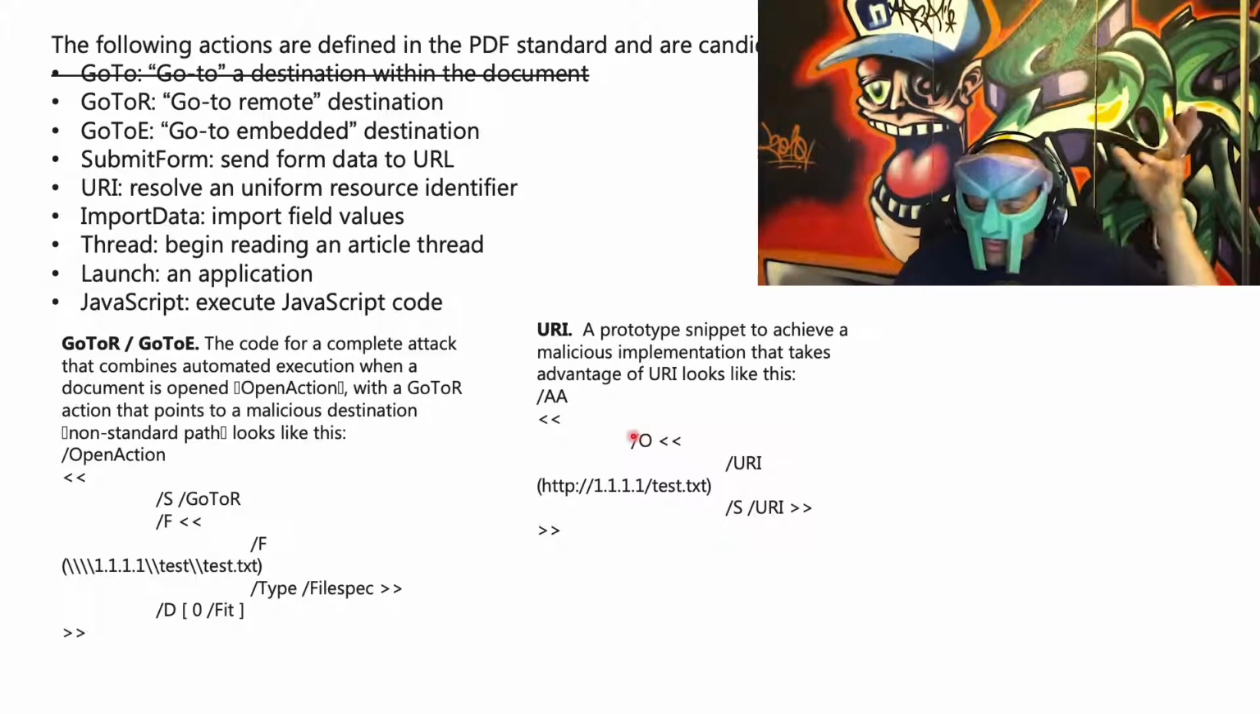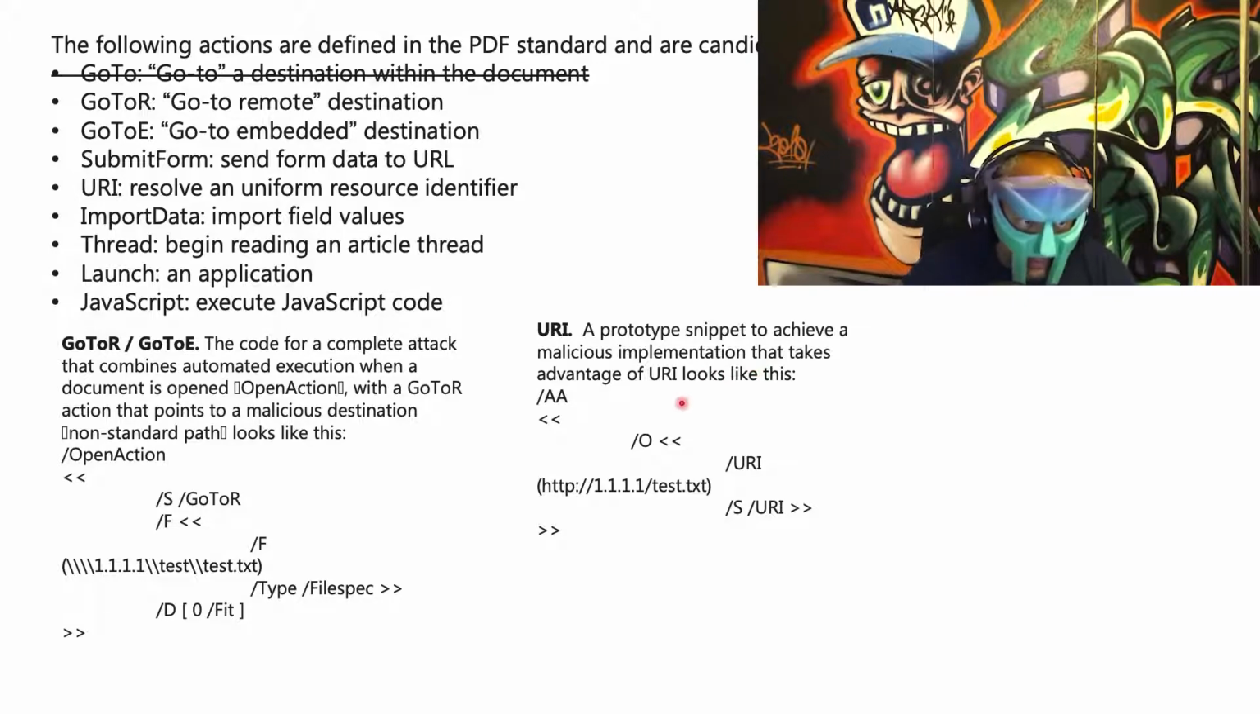Now, if you remember back to the 4 different standard ways of using it with URL, I said it could be, when you open the file, it could automatically open it, or they could try to dupe you into clicking on a link. This would be the automatic method. As soon as you open the file, this would be called, and then this here says that it's an automatic open. So a prototype snippet to achieve a malicious implementation looks like this.